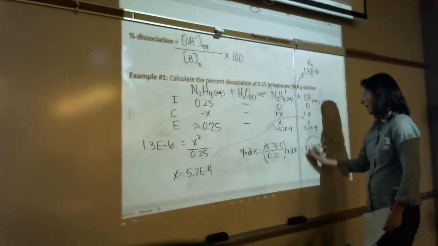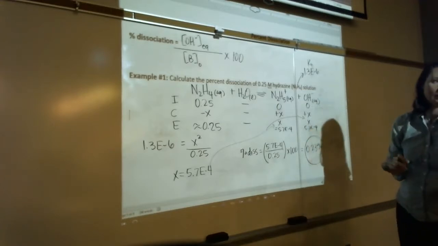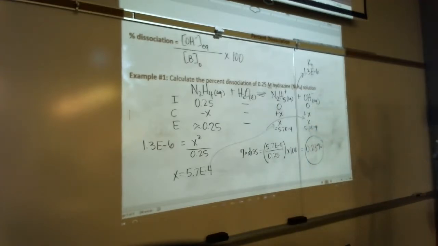So I got 0.23%. Is that reasonable for a weak base? Yes, it is. Especially given how small the Kb value is.